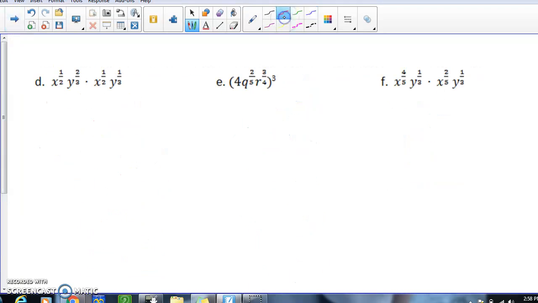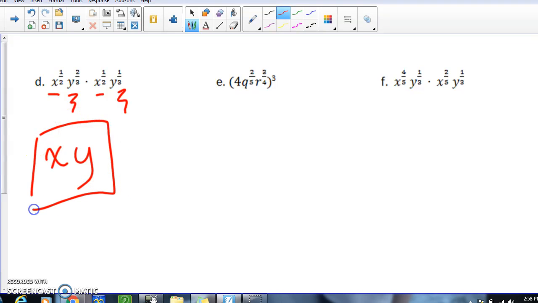Okay? Similar with part D, I'm looking for the like variables. It's multiplying, so I'm just adding. So I have an x to the 1/2 and an x to the 1/2. Those two x's, 1/2 plus 1/2, just gives me x for the first. I also have a y to the 2/3 and a y to the 1/3. Add those exponents, I get another 1, so just y. And if you want to put the 1s there, that's fine.